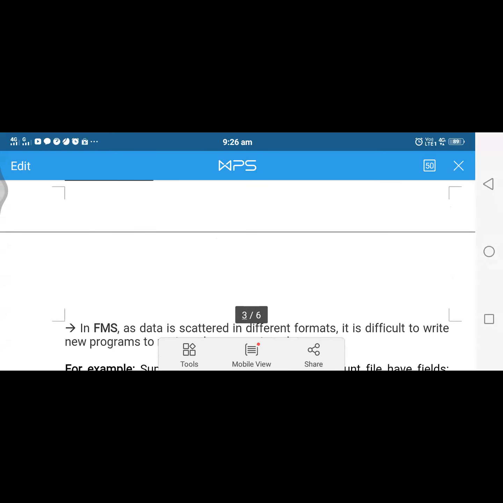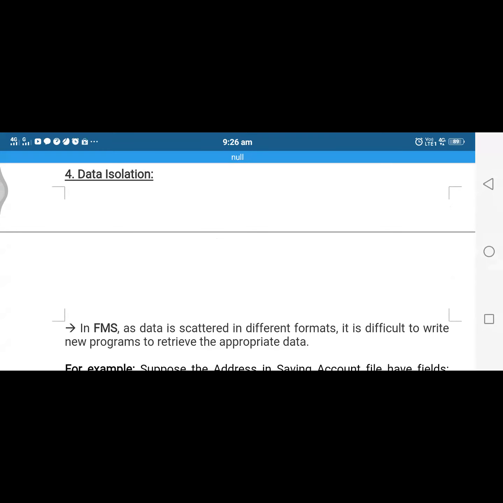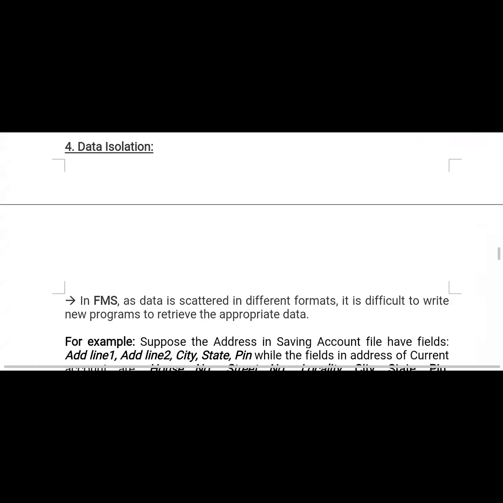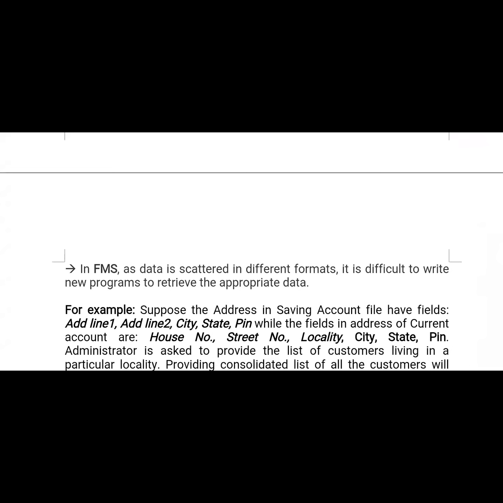The next one is data isolation. The name implies it: isolation means separation. Here data is separated into different places, so we can't combine it according to our requirement, and there is a chance of data loss. In a file management system, data is scattered into different formats. Even though we maintain the same type of data, it is stored in different types of files and different locations, and we can't combine it into a single file when the situation requires it.